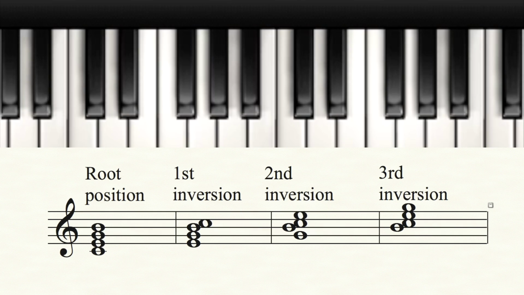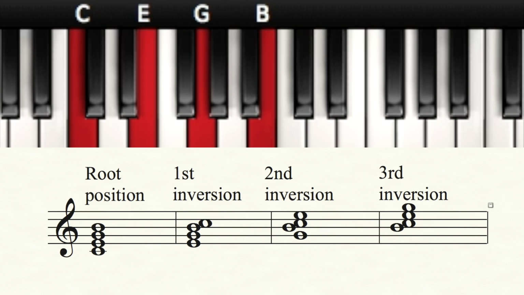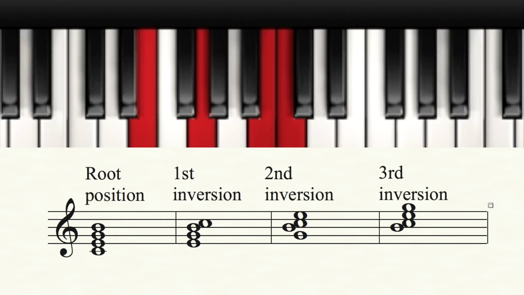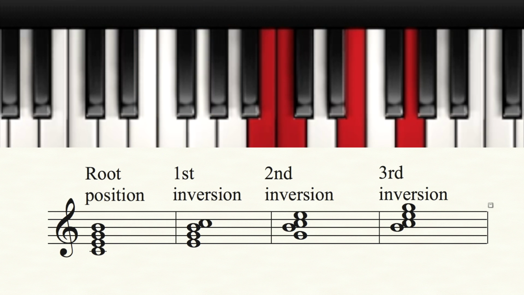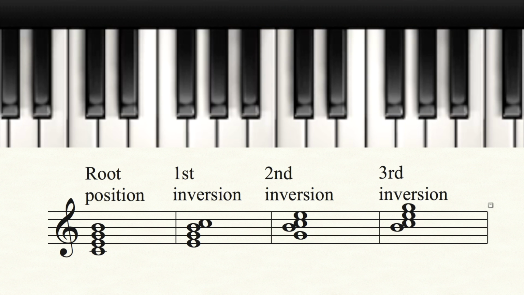Now, how does this translate into seventh chords? Seventh chords also have a root position if all of the notes are stacked on top of each other in thirds, like a really big snowman. And we also have first inversion, second, third. Since there are 4 notes, we have 4 different positions: root position, first inversion, second inversion, and third inversion.